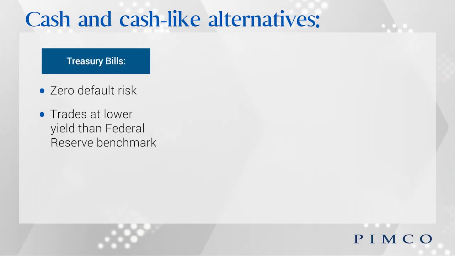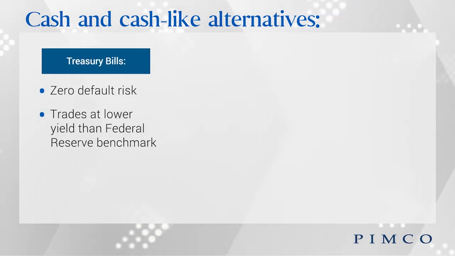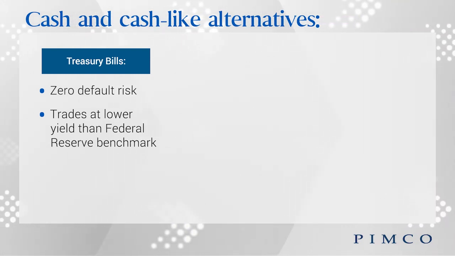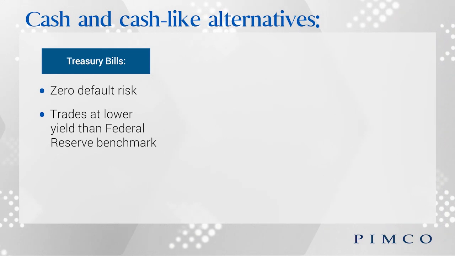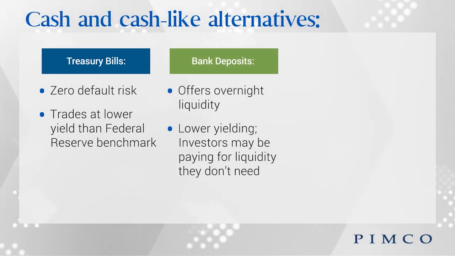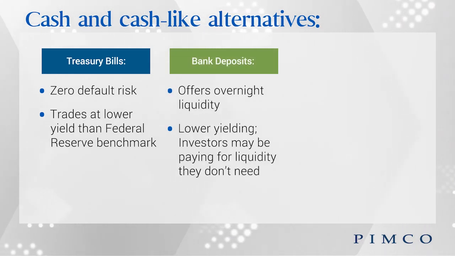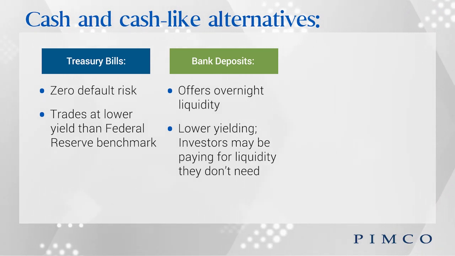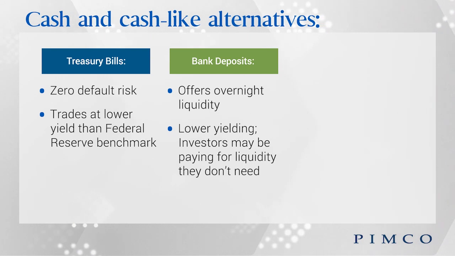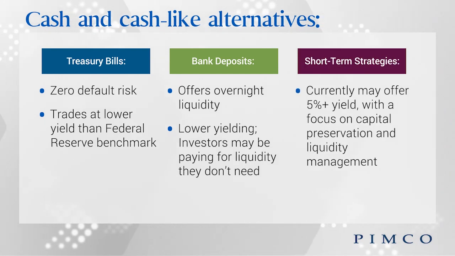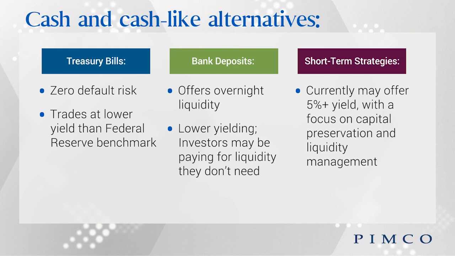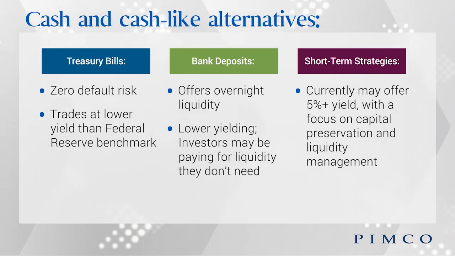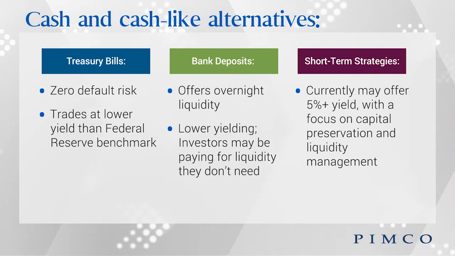Treasury bills, as an example, trade at a lower yield than even the Federal Reserve's benchmark rate that's set. So you're paying a premium for owning the security of owning a Treasury bill through a lower yield. Bank deposits, while offering overnight liquidity, are also suffering the same consequences of lower yield on average, as investors and banks specifically do not need the liquidity. Finally, when we think about these strategies, short-term strategies, particularly those focused on capital preservation and liquidity management, offer investors a high-quality alternative that may offer investors a yield of more than 5% at this point in time.